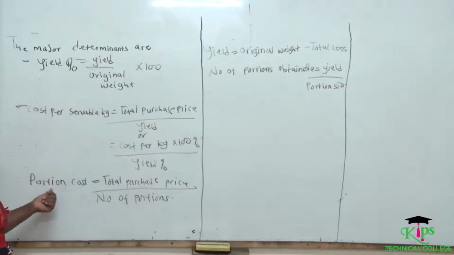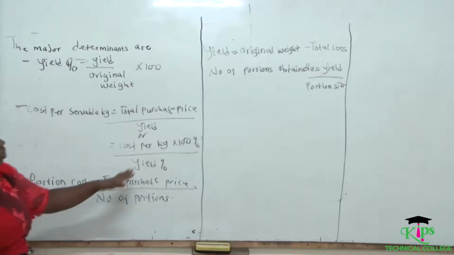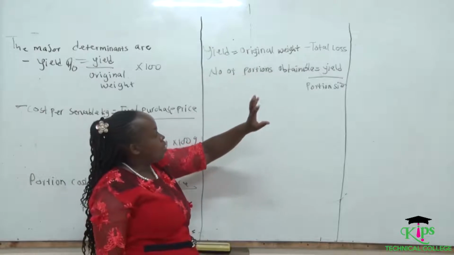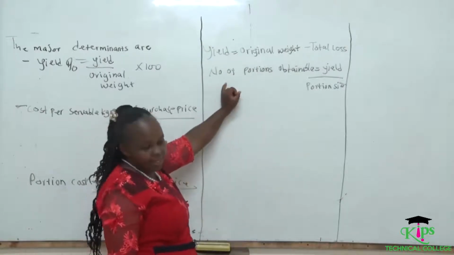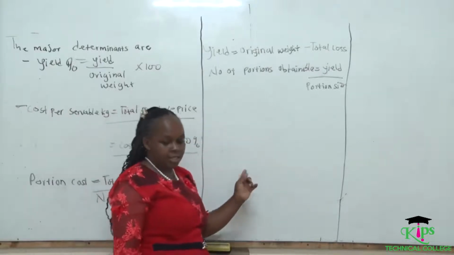Then we have the portion cost. The portion cost is total purchase price divided by number of portions. And we also have the yield. Yield is original weight minus total loss. Then the last thing is the number of portions obtainable, which is yield divided by portion size.